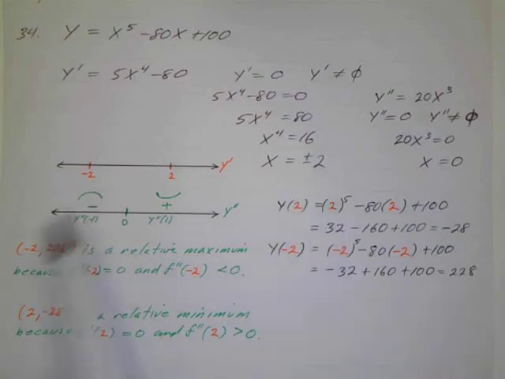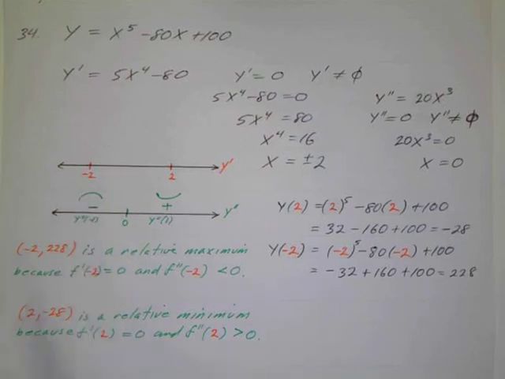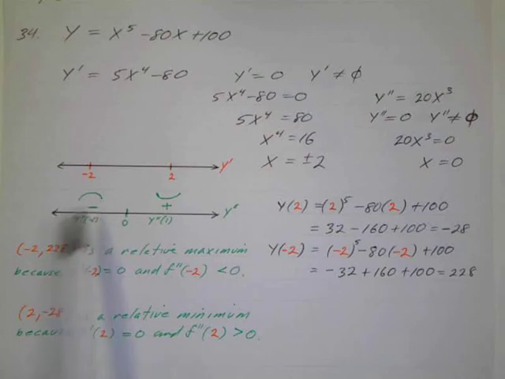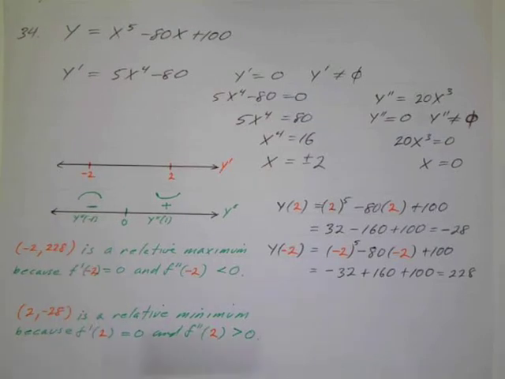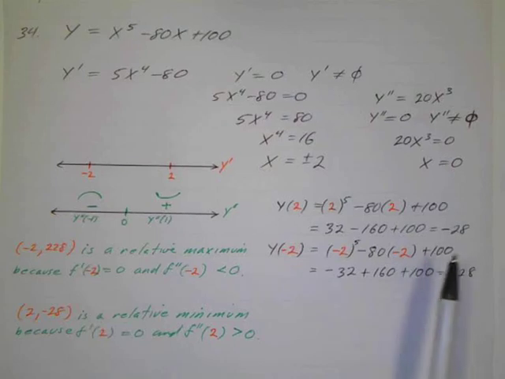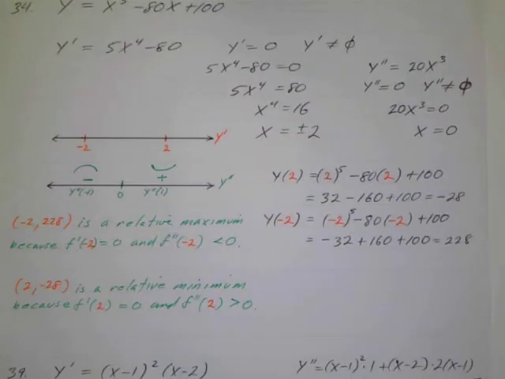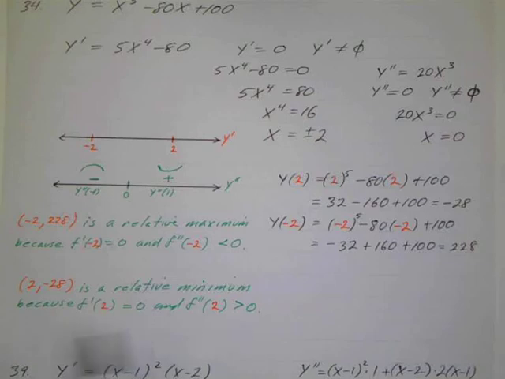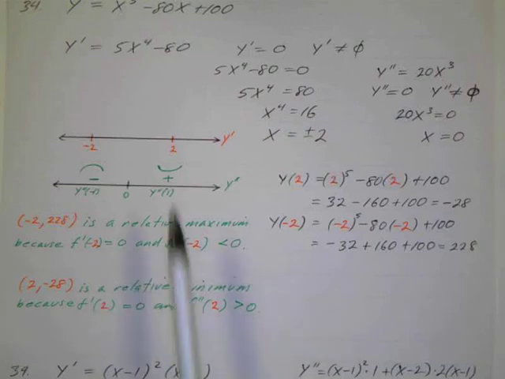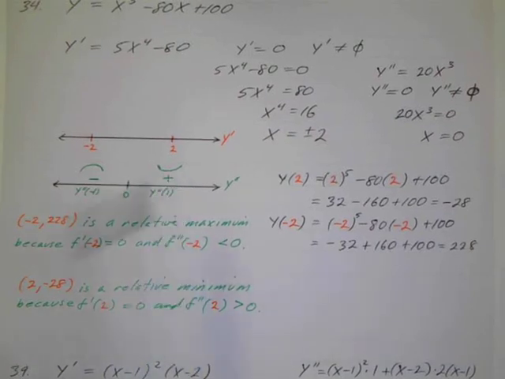We found that over here, and it's at a horizontal tangent. And f double prime is negative, which means it's concave down, which means it's a maximum. And then at 2, negative 28, this is a relative minimum because f prime of 2 is 0, also a horizontal tangent. And f double prime is greater than 0, which means it's concave up, which means that's a minimum. Okay?